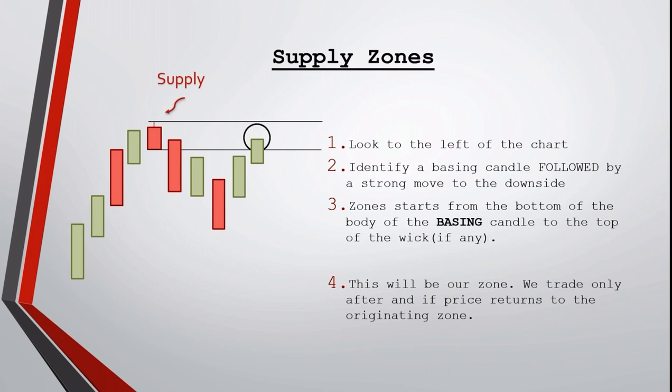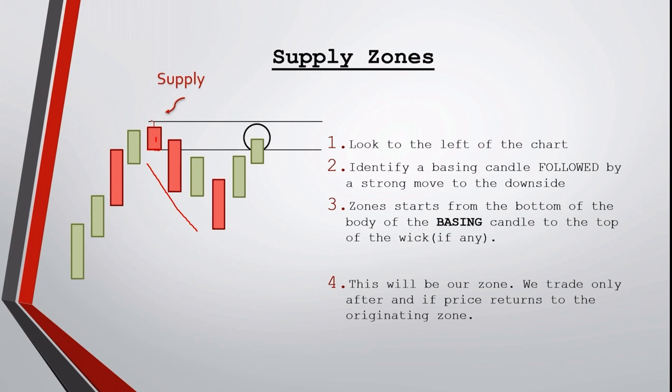We then want to identify a basing candle followed by a strong move to the downside, right? So we have a basing candle here and we have a strong move to the downside. So this qualifies as a supply zone. The zone now, this is how it's different from a demand zone. The zone starts from the bottom of the body of the basing candle. So the bottom of the body is going to be right here to the top of the wick if we do have any wick, right? So that's our supply zone.